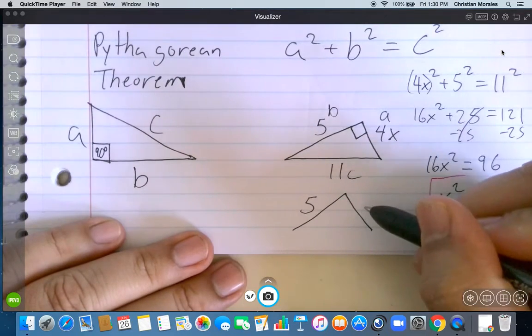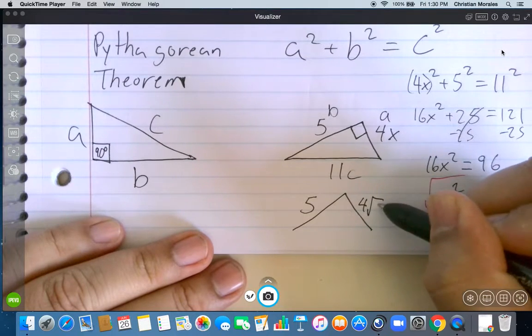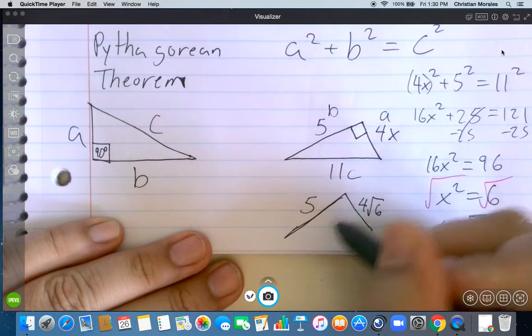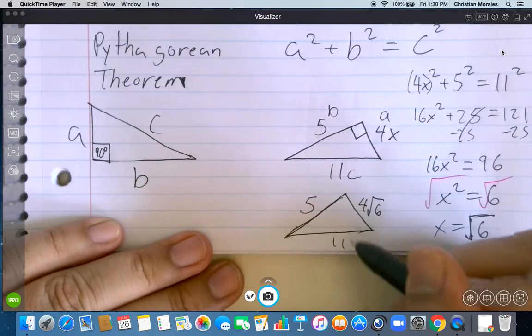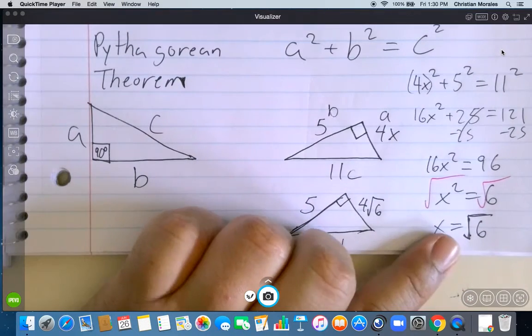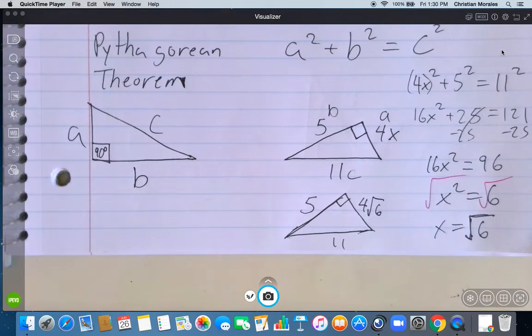So what this means is this triangle is 5, 4 times the square root of 6, and 11. X is the square root of 6. And that's it. That's the answer. X is the square root of 6.